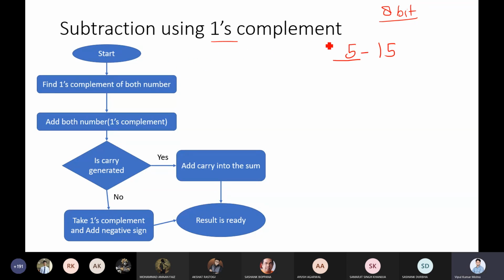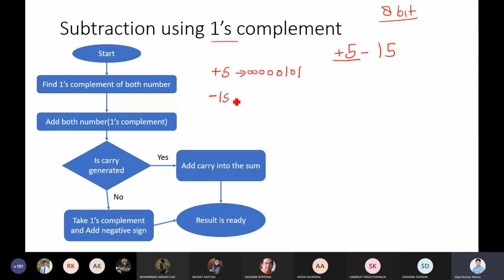Okay, let's move forward. So now I'm saying it is plus 5 minus 15. I want to represent plus 5 using ones complement. What will plus 5 be? 101. Correct. Now I want 8 bits, so I will append 5 more bits over there so that it becomes a complete 8-bit number. Plus 5 will remain the same.